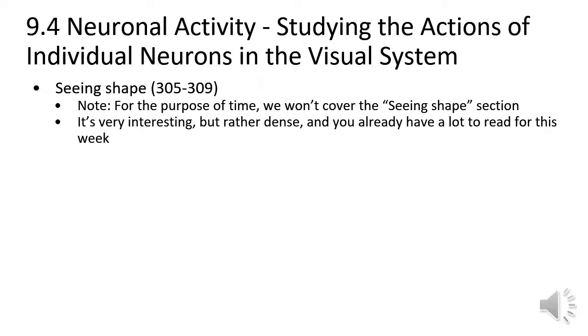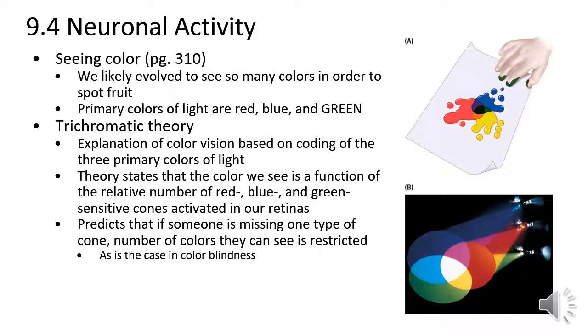So there was a section on seeing shape from pages 305 to 309. It's really interesting how we see shape, but it's really dense information, and you've had to read a lot already for this week, so I'm not going to cover it. If it's interesting to you, by all means read it, but you won't be tested on it in any way. So instead we'll talk about seeing color, which starts on page 310 in your book.